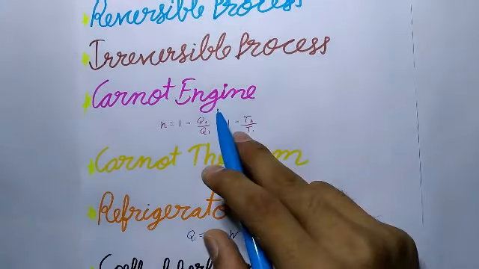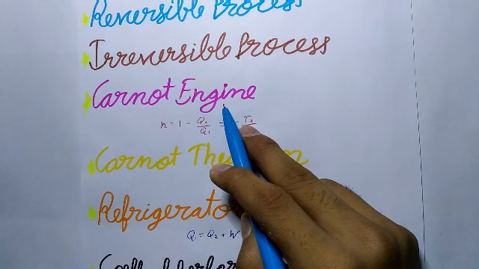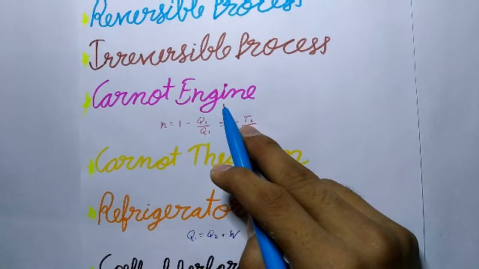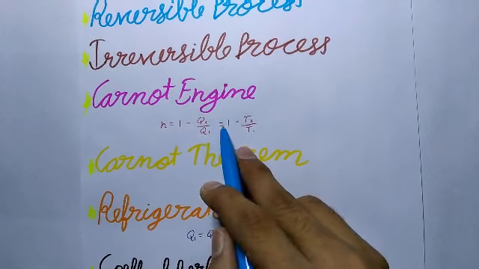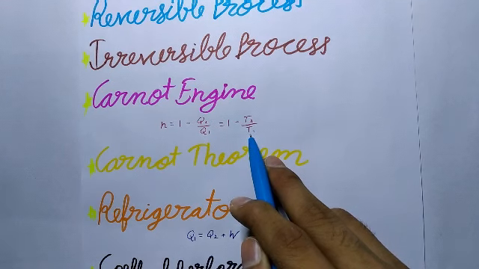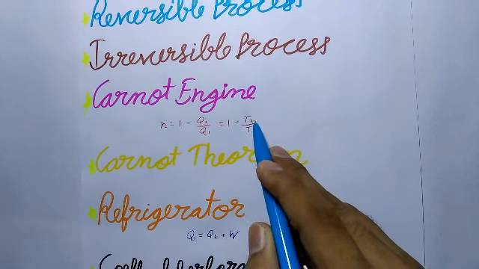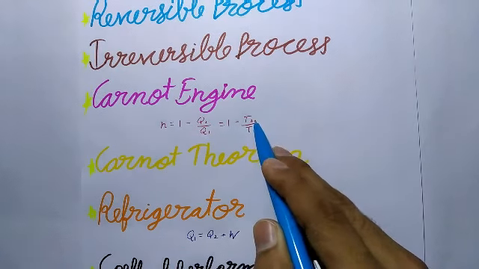So now, next is Carnot's engine. It is an ideal heat engine which is based on the Carnot reversible cycle. Its working consists of 4 steps. First is isothermal expansion, second is adiabatic expansion, third is isothermal compression, and fourth is adiabatic compression. The efficiency of a Carnot engine, this eta, will be equal to 1 minus Q2 upon Q1, which is equal to 1 minus T2 upon T1, where T1 is the temperature of the source and T2 is the temperature of the sink.